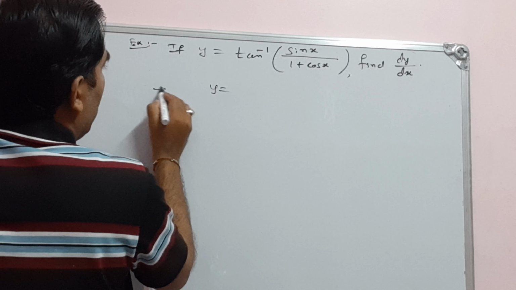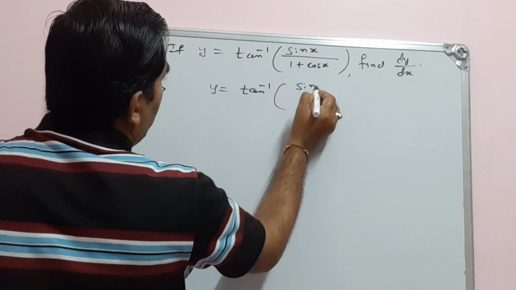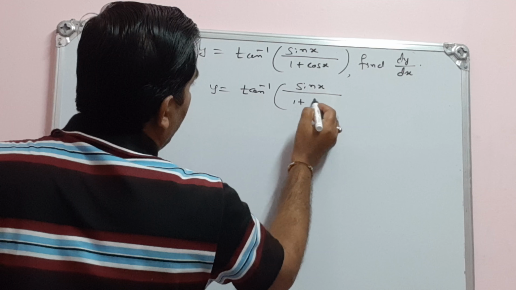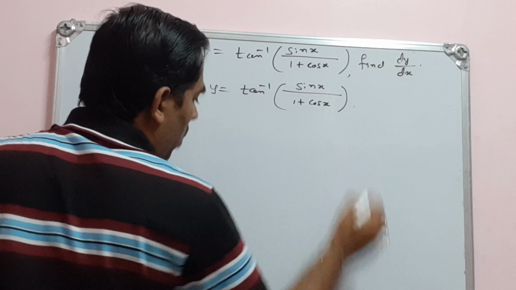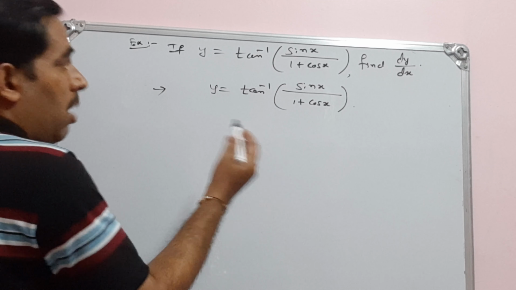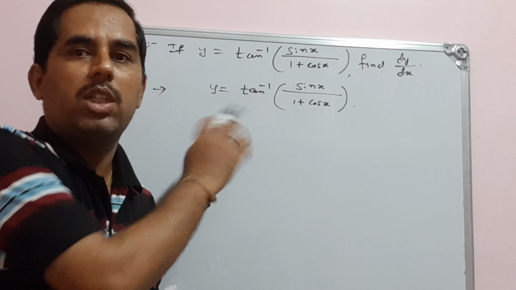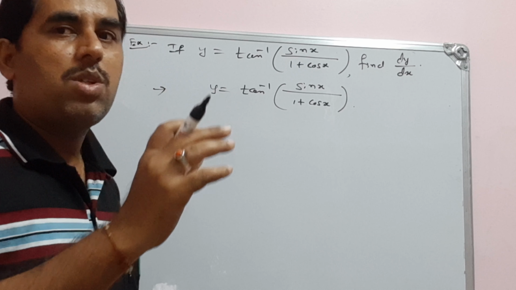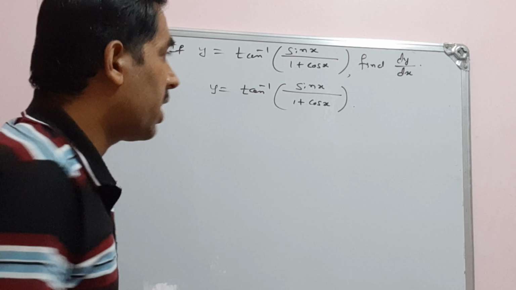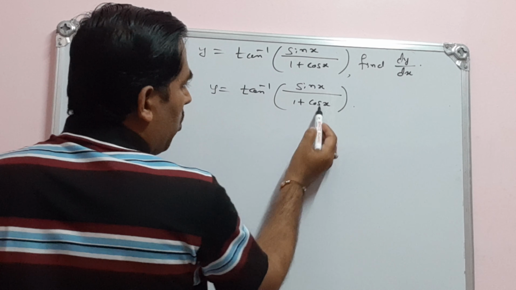So let me write the expression. So what is given here? Tan inverse of, in the numerator we have sin x divided by, in the denominator we have cos x. Okay, see here, observe this. Can we use the substitution method for this example? First we have to observe what is the numerator and denominator here. Sin x is given, so monomial. Then in the denominator I have 1 plus cos x.